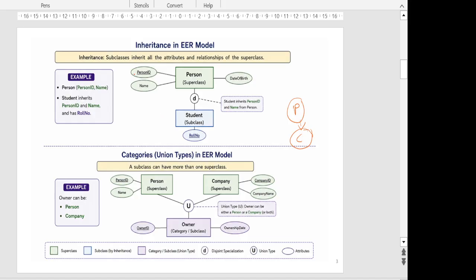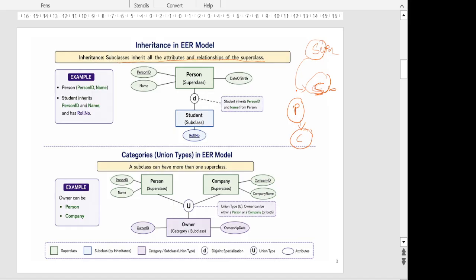So inheritance means subclasses inherit all attributes and relationships from the superclass. So what did we discuss? Superclass and subclass. So in a subclass, what will it do? It will inherit all the attributes and relationships from the superclass.